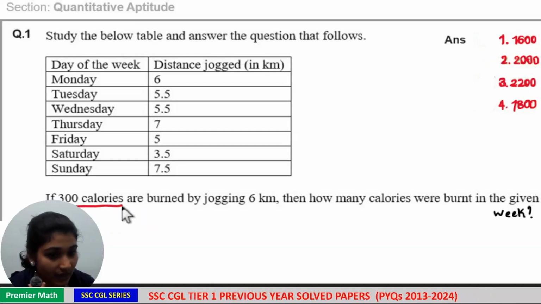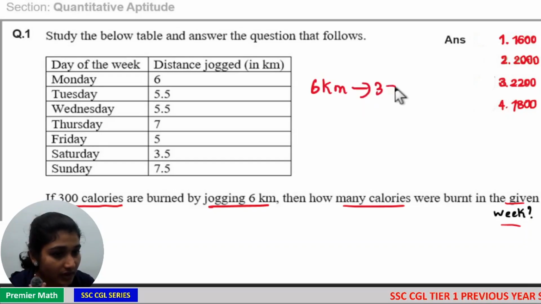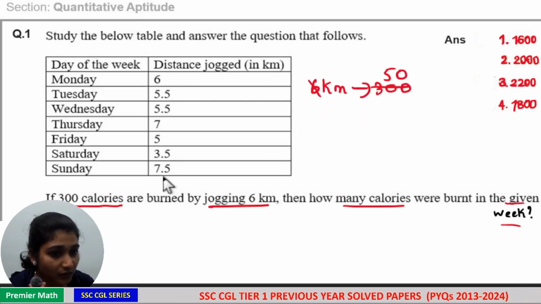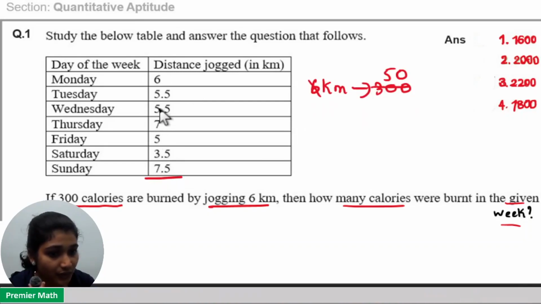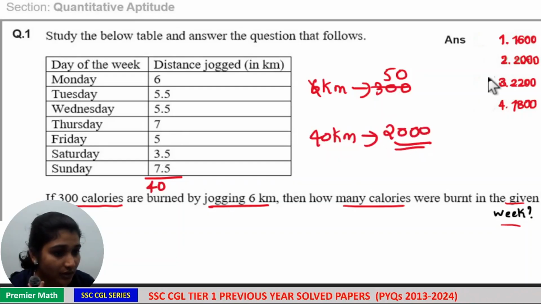If 300 calories are burned by jogging 6 km, then how many calories were burned in the given week? Here, if you run 6 km, 300 calories are burned. Then in 1 km, 50 calories are burned. So find the total distance jogged. 7 plus 3, 10, 10 plus 12, 22, 22 plus 10, 32, 32 plus 6 is 38, 38 plus 2 is equal to 40 km. So in 40 km, 40 into 50, 2000 calories burned. Option 2 is your answer.